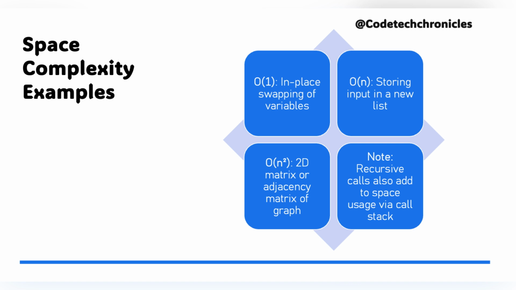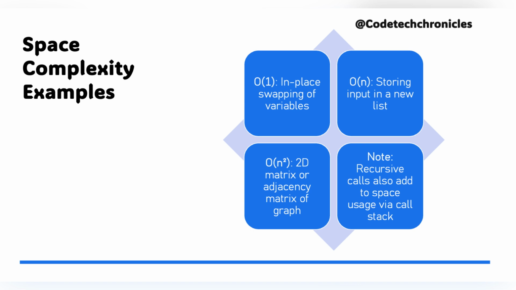Let's break down some practical examples of space complexity. O(1), constant space. An algorithm that only uses a few variables no matter how big the input is is using constant space. For example, swapping two values in place, like a, b = b, a, is O(1).